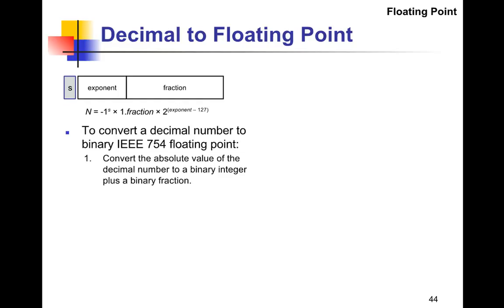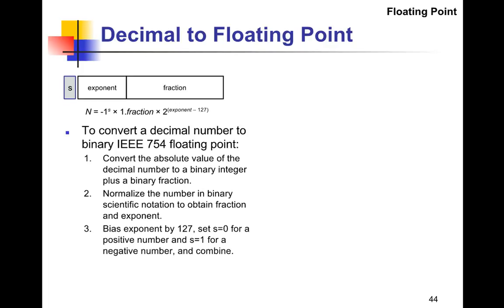So the first step is to convert the absolute value of the decimal number to a binary integer plus a binary fraction. Then we need to normalize the number in binary, and we use binary scientific notation to obtain the exponent. We bias the exponent by 127, set s equals 0 for a positive number, s equals 1 for a negative number, and we combine the results and put them all together.